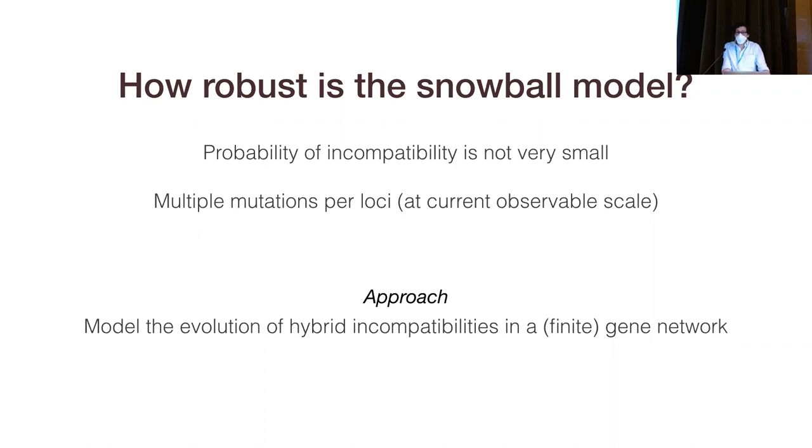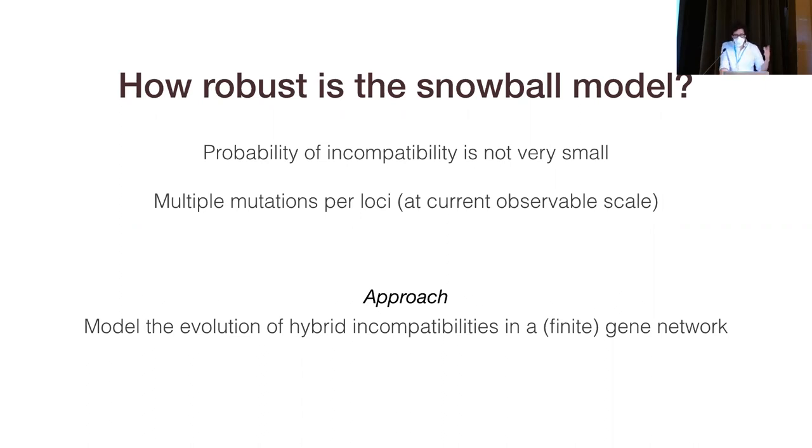The probability of incompatibility is not very small, so we want to play around with the values of P, and we want to play around with a model that allows us to have multiple substitutions per locus. Maybe we're thinking that in the best case scenario, we have the possibility of introgressing a full gene and capturing incompatibilities, or rather interactions between genes, but we're not quite at the level of resolution where we can explore interactions between individual amino acid substitutions.